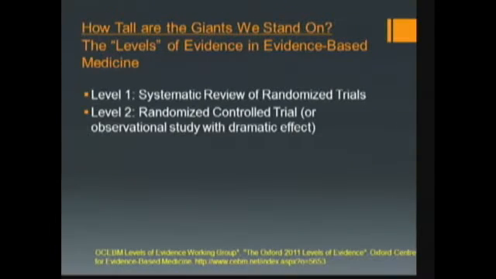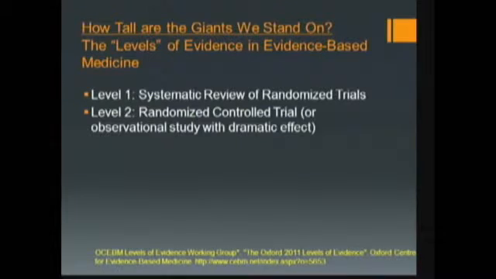Level 2 is a randomized controlled trial, or even an observational study if the effect is dramatic. There are some things that we don't need to study. Being hit by a truck while crossing Aruba Road will lead to injury. We don't need to do a randomized controlled trial of that observation. So that's at least level 2 evidence there.